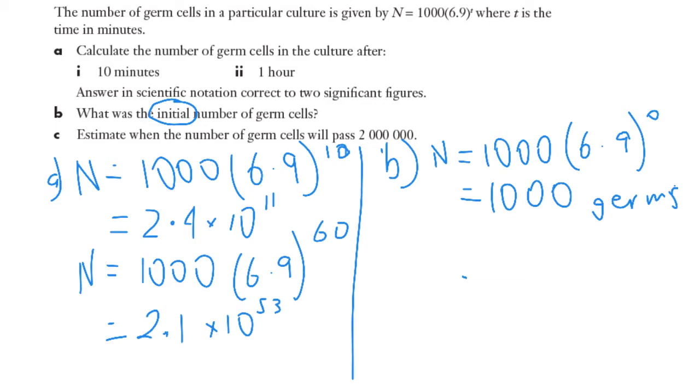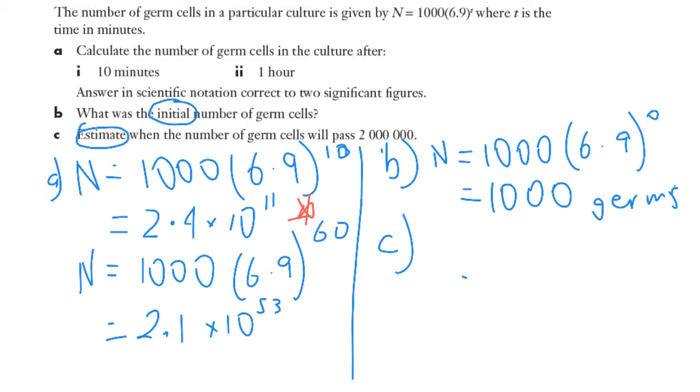And the third thing here is estimate when the number of germ cells will pass 2 million. We're asked to estimate because to do that exact calculation, we would need something called logarithms. We don't use these in the standard course, so we need to do an estimation. Now we've got an estimate here. If we think about the first thing we did, which was substitute in using 10 minutes, well, at 10 minutes, we're well past 2 million. We're up to nearly 2 trillion.